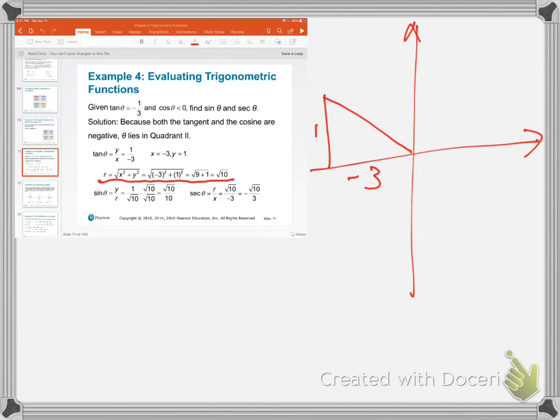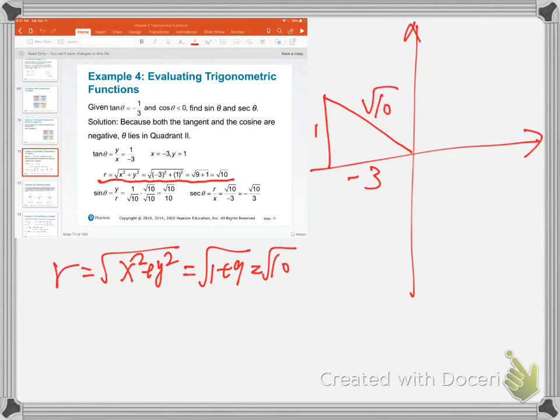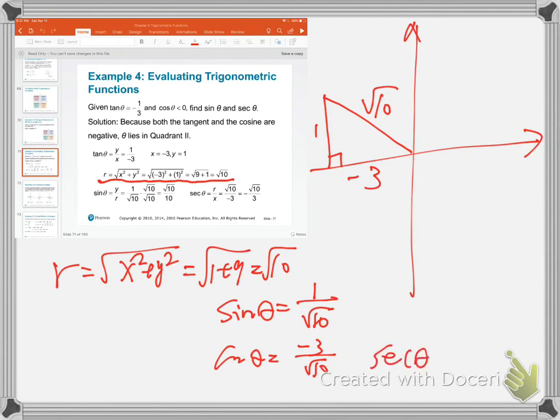So what is r? Look at this calculation. r is the square root of x squared plus y squared, Pythagorean theorem, right? So it's 1 plus 9, radical 10. So this is radical 10. Okay, so after you draw this picture, you know tangent, cotangent, sine, and cosine. They want us to find sine and secant. So what is sine? Sine is opposite over hypotenuse. Cosine is adjacent over hypotenuse. And the secant is just flip the cosine, right?